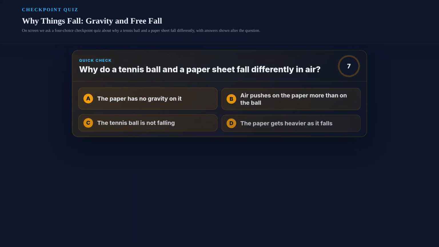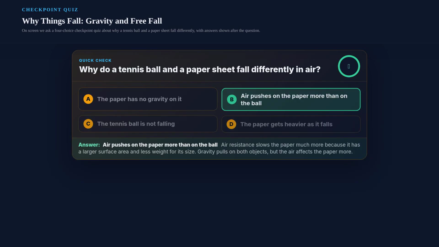Quick check time. Here's a quick check: read the options and pick the best answer. The correct answer is air pushes on the paper more than on the ball. Air resistance slows the paper much more because it has a larger surface area and less weight for its size. Gravity pulls on both objects, but the air affects the paper more.